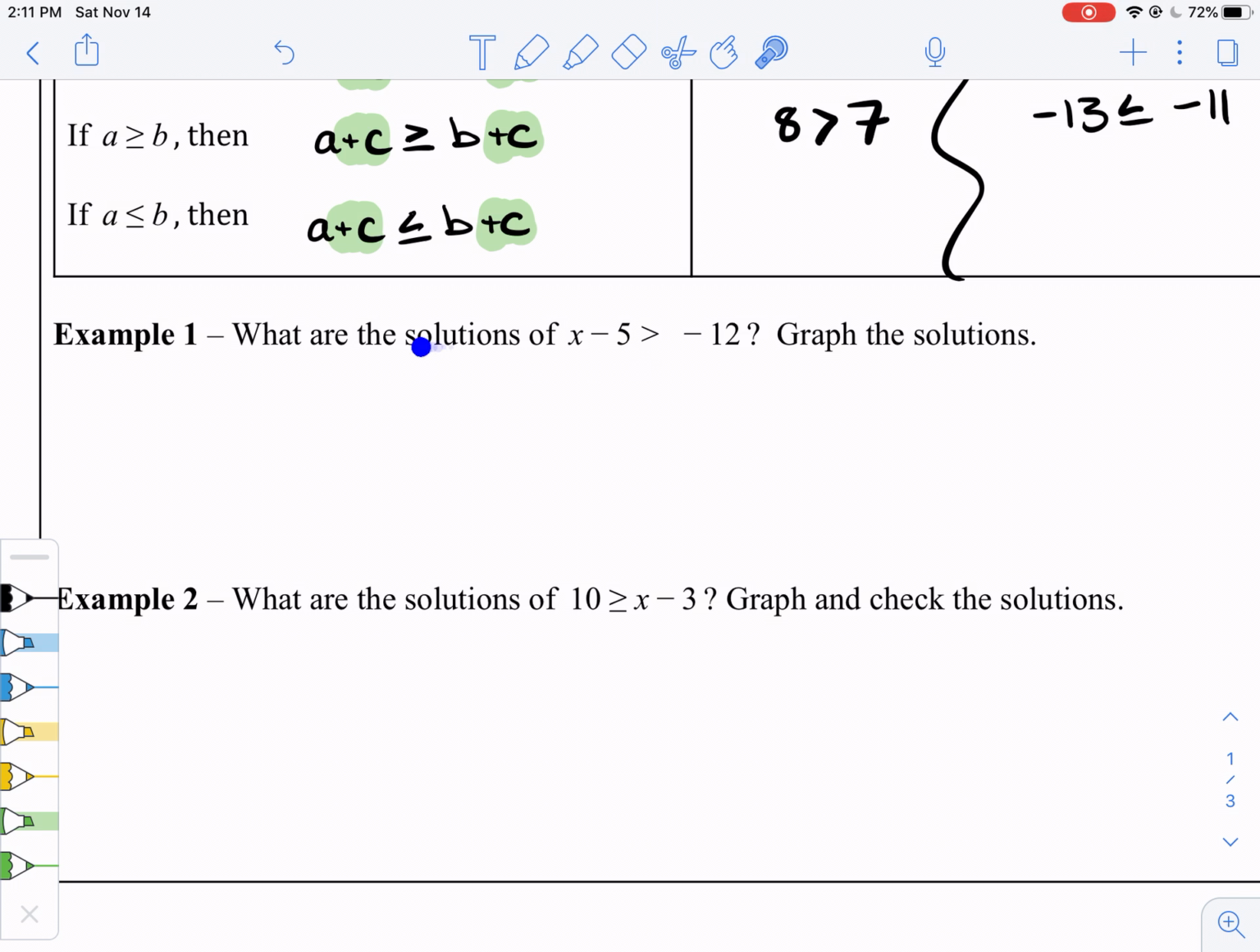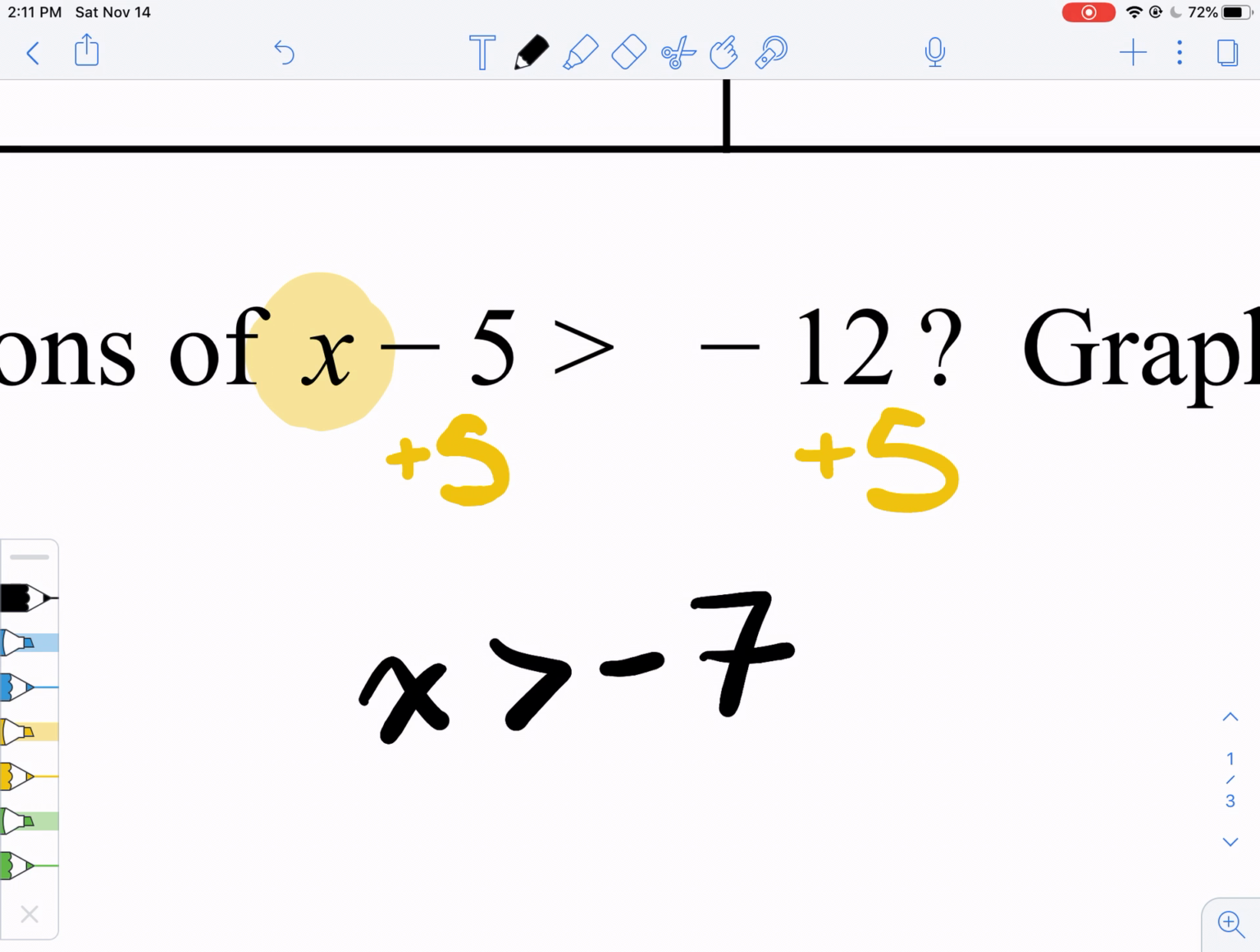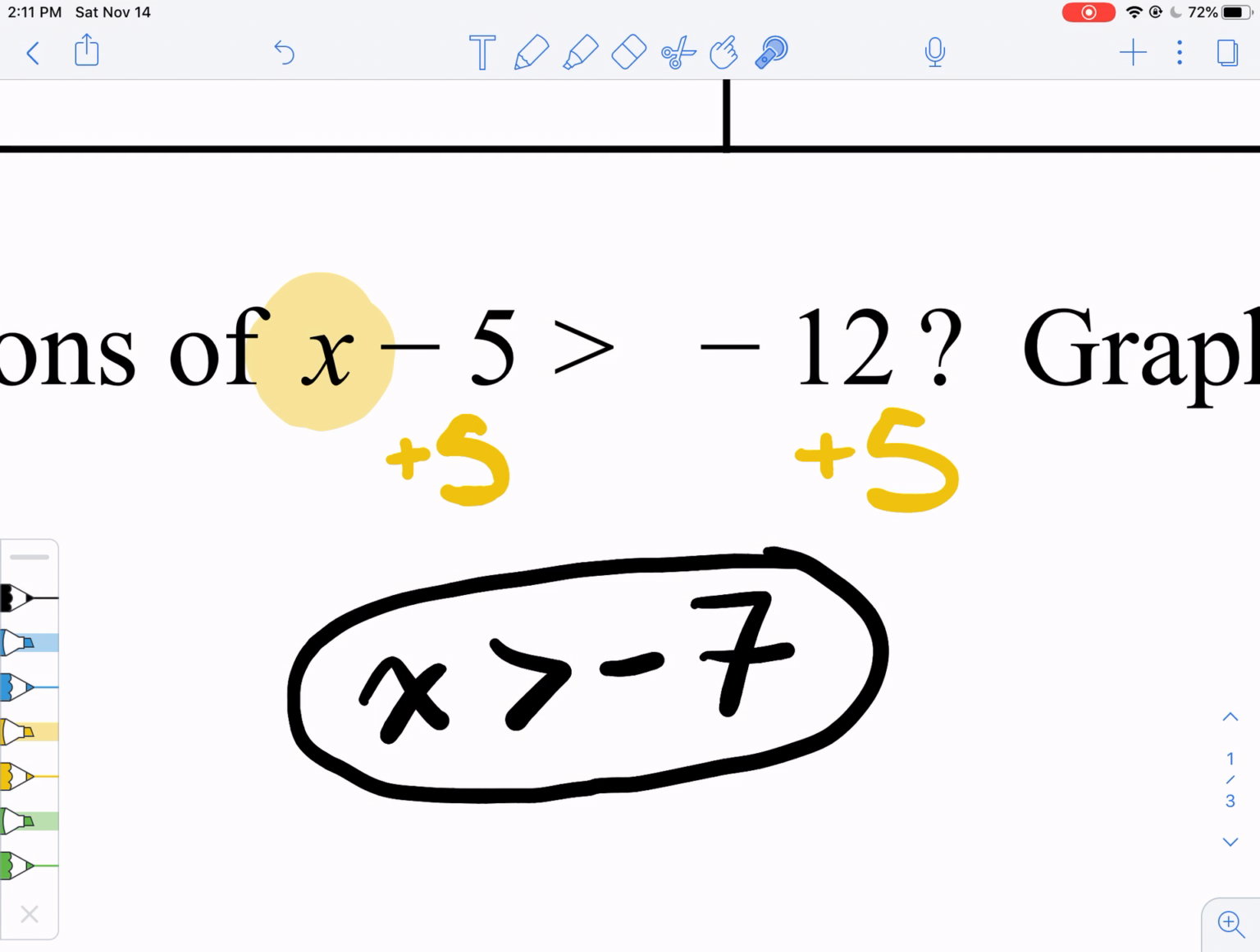So first, what are some solutions of x minus 5 is greater than x minus 12? Well, if we're solving for x, we want to undo what's happening to our x. What's happening to our x? They're subtracting 5. So to undo that, we'll add 5 to both sides. That gives us x is greater than negative 12 plus 5, which is negative 7. So there's our solution, x is greater than negative 7. Remembering that our secret word of the day is pupusa.